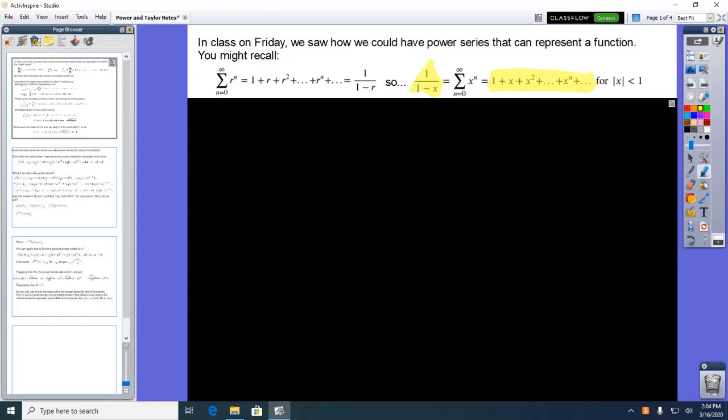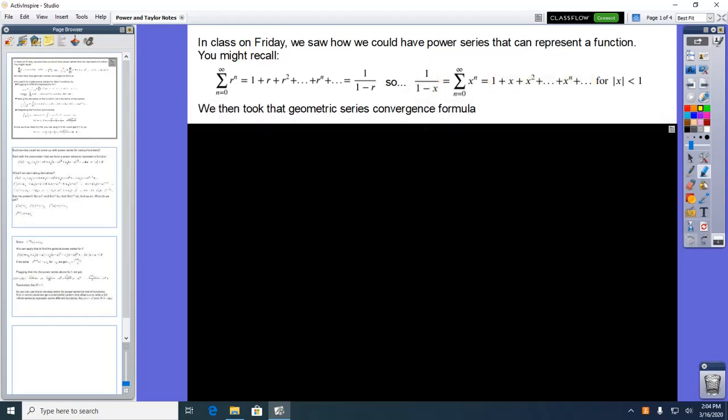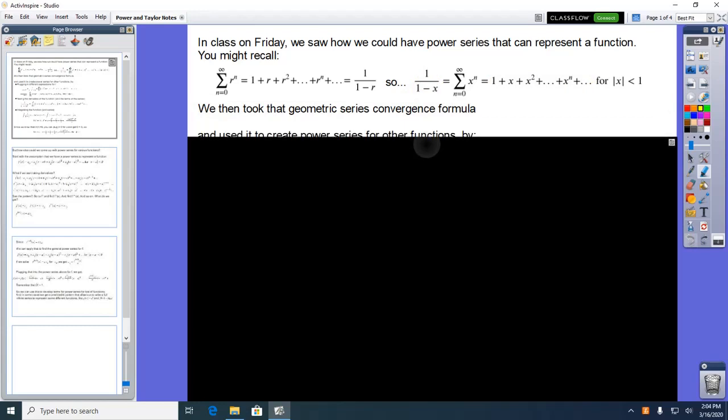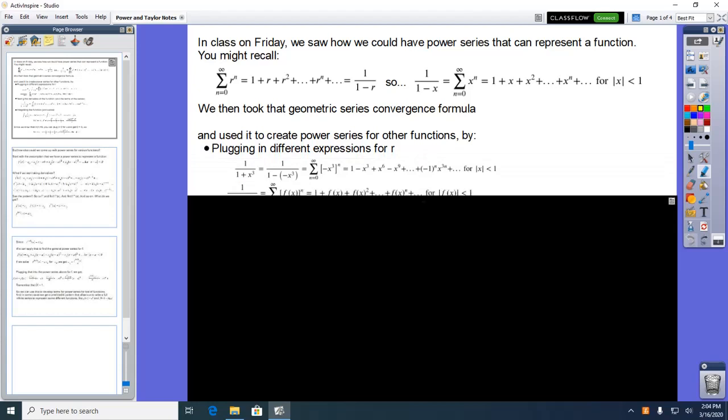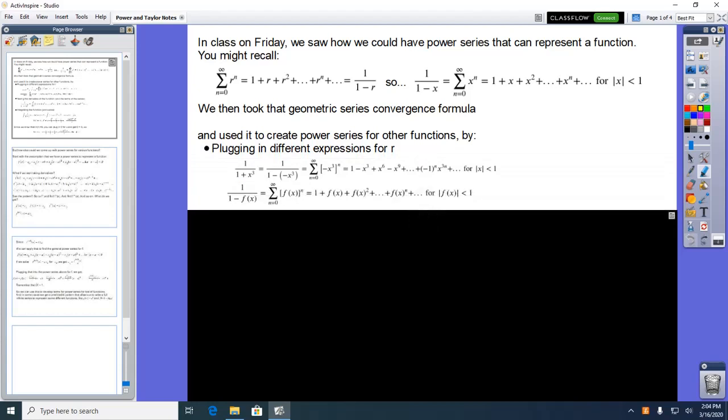So we saw last week that we can use that to find some other functions. We took that geometric series convergence formula and we used it to create a power series. We could plug in some different expressions for x, right? So if we plug negative x cubed in for x, then you have 1 over 1 minus negative x cubed, or 1 over 1 plus x cubed.